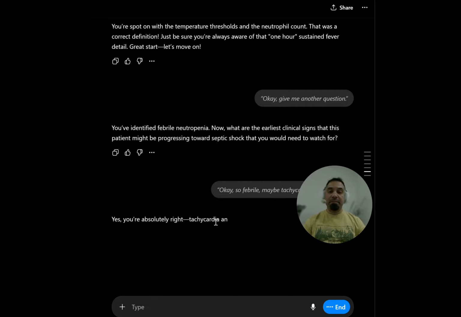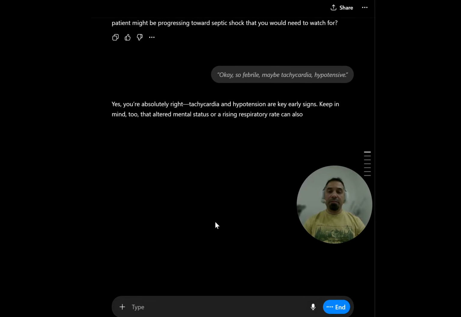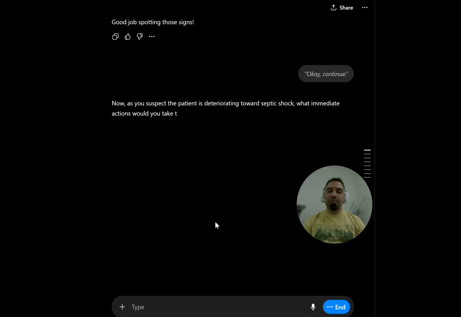Yes, you're absolutely right. Tachycardia and hypotension are key early signs. Keep in mind, too, that altered mental status or a rising respiratory rate can also appear early. Good job spotting those signs. Okay, continue. Now, as you suspect the patient is deteriorating towards septic shock, what immediate actions would you take to ensure patient safety and timely escalation of care?